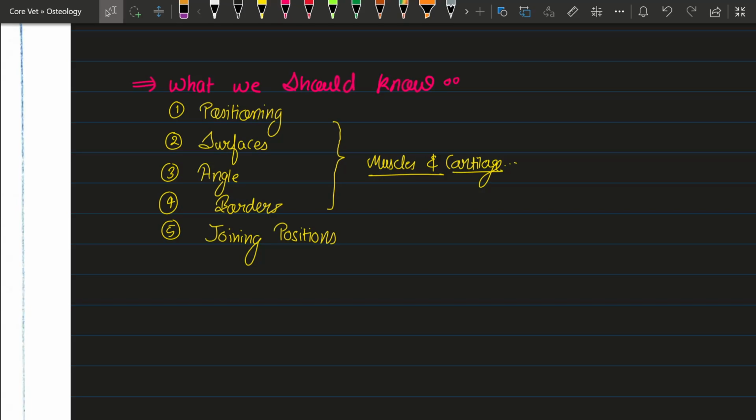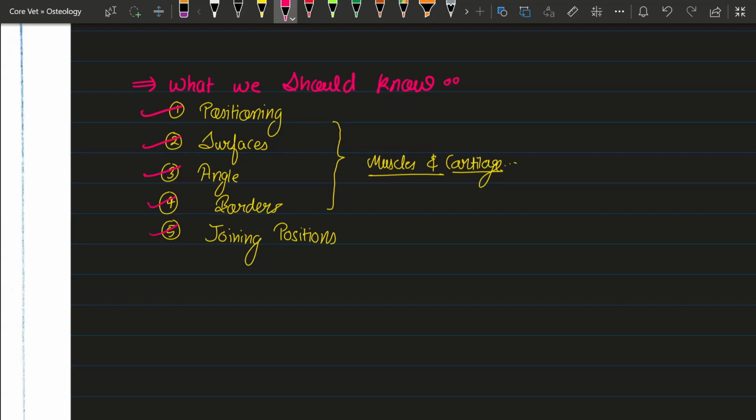First of all, you should know the positioning of the bone. How many surfaces are there in a bone? How many angles are there in the bone, if any? Obviously there would be a positioning of a bone, and there are surfaces in a bone. There may or may not be angles in a bone. There may or may not be borders in a bone. Obviously, there would be certain joining positions also in a particular bone.